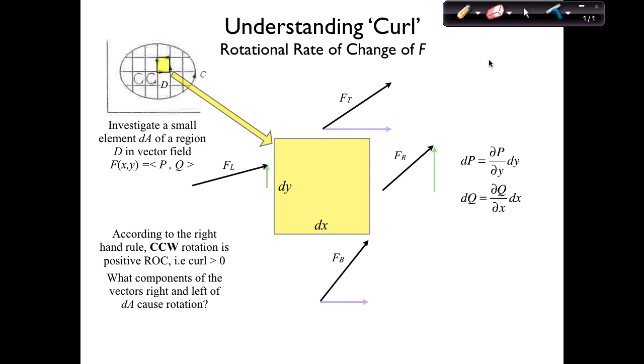So it's going to be the sum total of all that, right? It's going to be the sum total of turning due to the horizontal components above and below and vertical components right and left. We want to sum all that up to get the total rotational strength, basically.